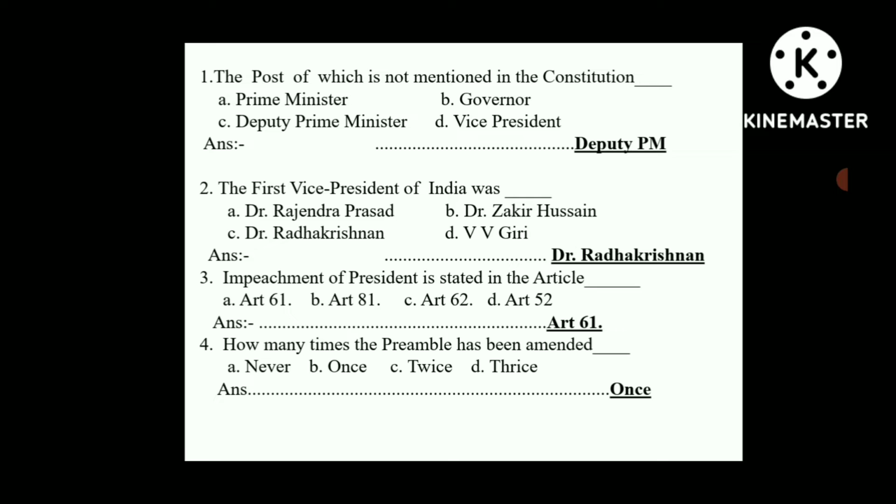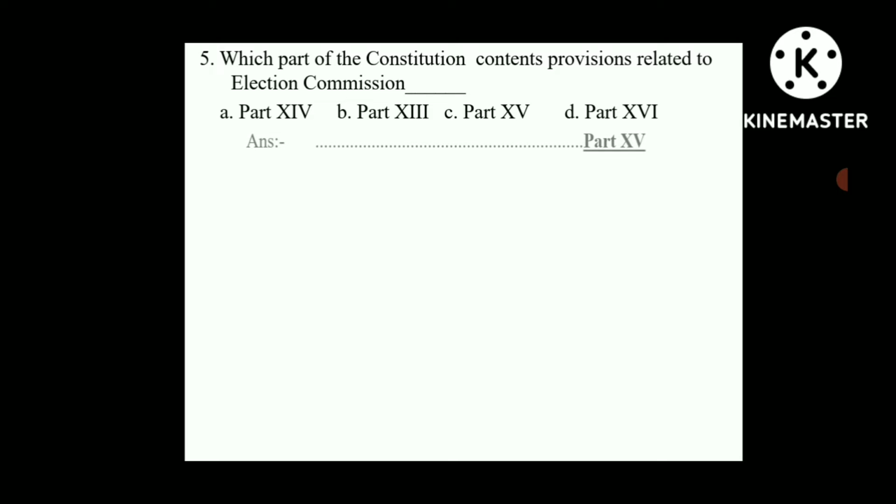These questions are very important, so kindly memorize these things, as well as try my series 1, which is given in the description box. The details you can find in the description box. Now, which part of the Constitution contains provisions relating to election commission? Part 14, part 13, part 15 and part 16. Extremely important question, and the answer would be part 15.